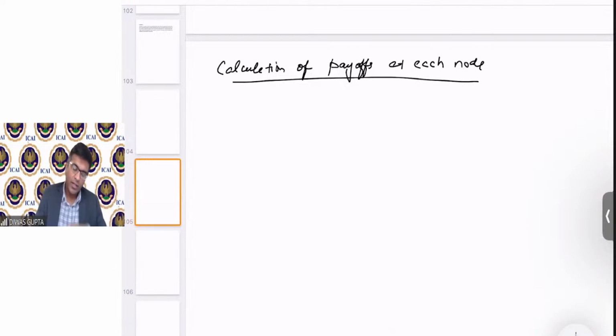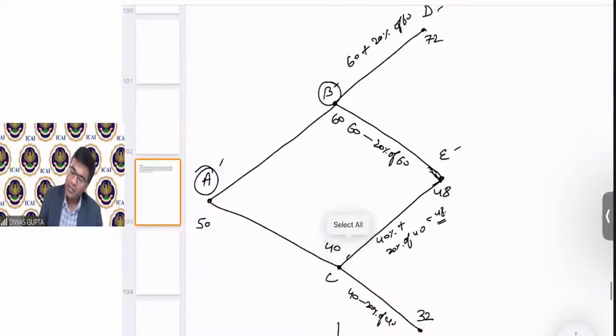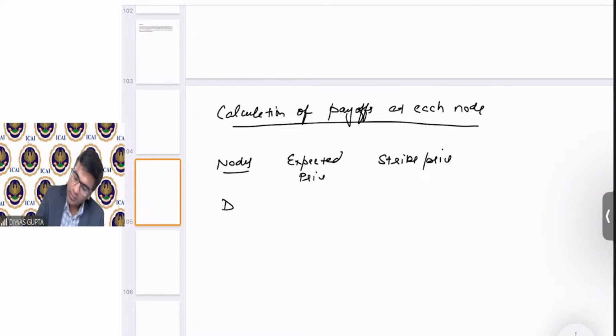So first of all, let us start with nodes. D node, let us start with. Okay. What is the price of share expected at D node? 72. Expected price, strike price. Okay. Value of call option and remarks.